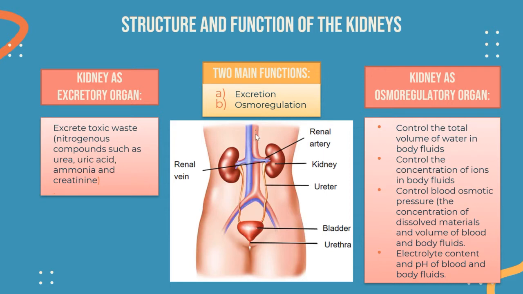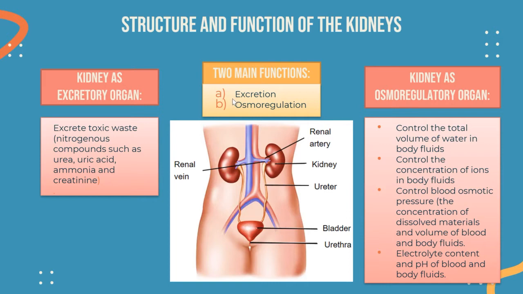The renal artery will transport oxygenated blood to the kidney, whereas the renal vein will carry the deoxygenated blood. So this is the structure of the urinary system. What are the two main functions of the kidney? Let's go to the two main functions of the kidney.